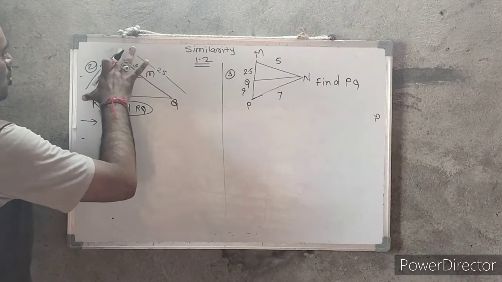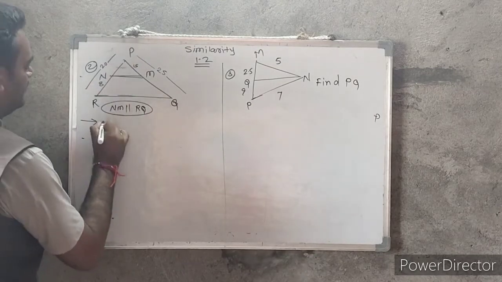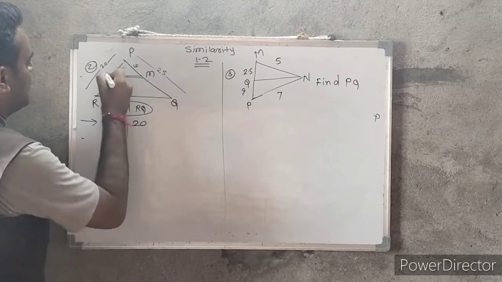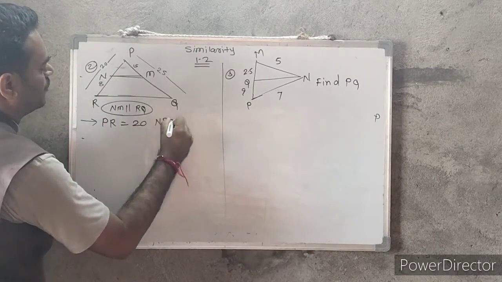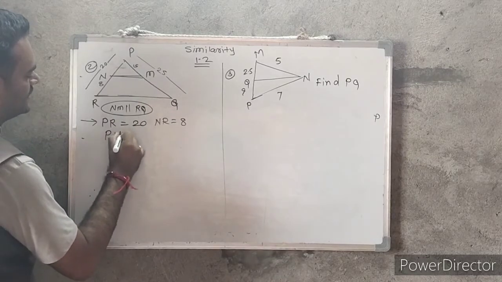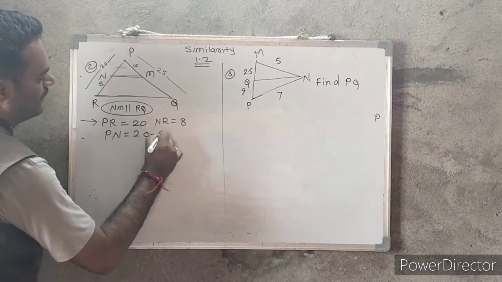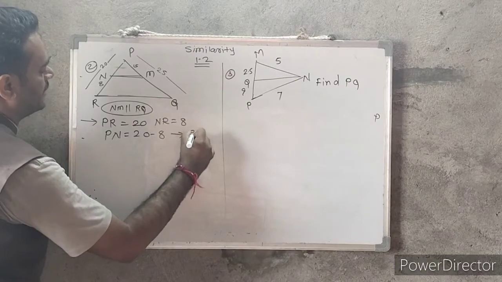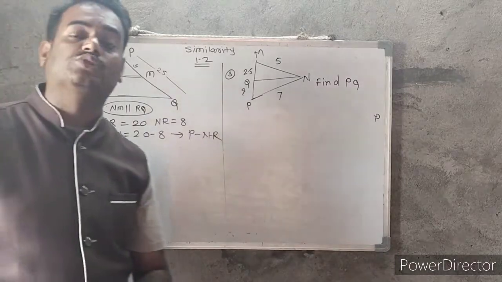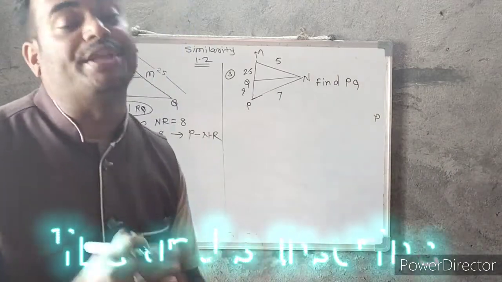Look, they give the total PR. They give PR is equal to 20. They give NR is equal to 8. So obviously the remaining part PN is nothing but 20 minus 8. Why? Because P-N-R, these three points are collinear to each other.